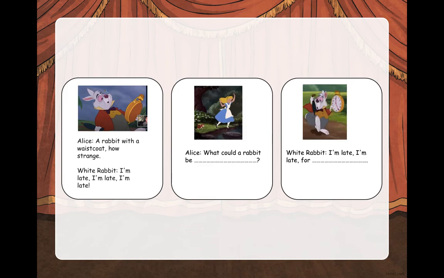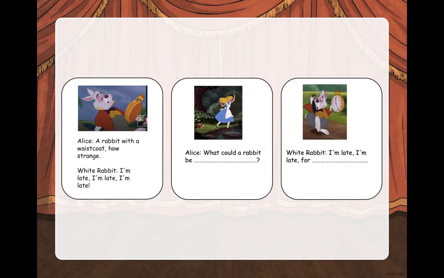So here we have frame three, got the rabbit looking at his watch. Alice says, "A rabbit with a waistcoat, how strange." And then White Rabbit is saying, "I'm late, I'm late, I'm late." And then in frame four, we have Alice running after the rabbit. And Alice is saying, "What could a rabbit be...?" And we could put something in there. What could a rabbit be late for? You can think of what you could put in there. You could put in there, what could a rabbit be late for?